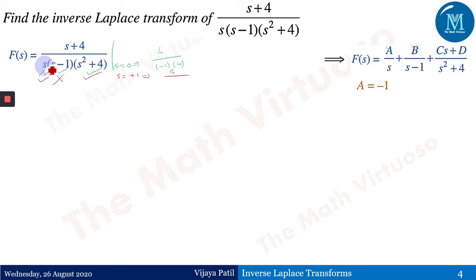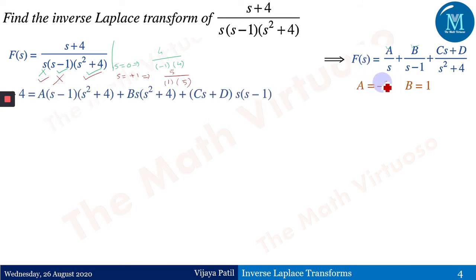That means out of the 3, s minus 1 and s square plus 1 plus 4, I have s equals 1 in the second bracket, that is s minus 1, because otherwise it will go to infinity. Therefore it is 5 upon 1 into 5, which gives me the value of b as equal to 1. So I've got the value of a and the value of b. Similarly, we can get the value of c and d.